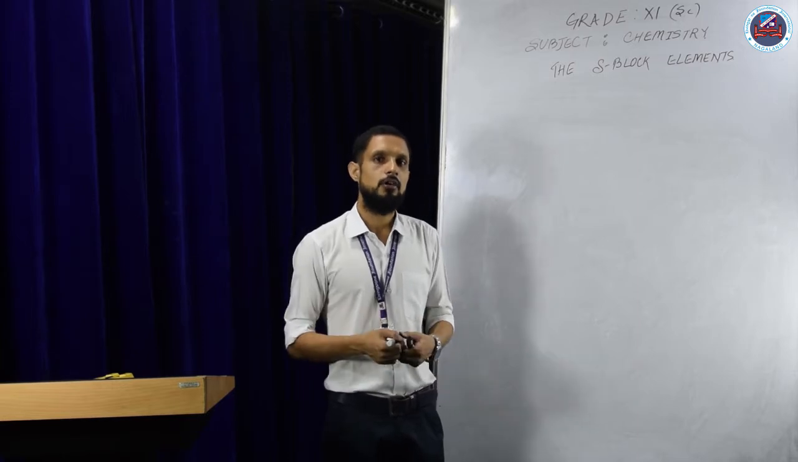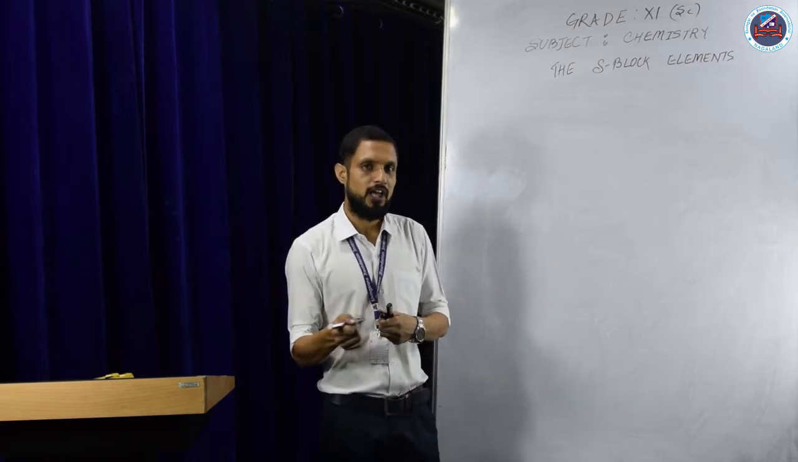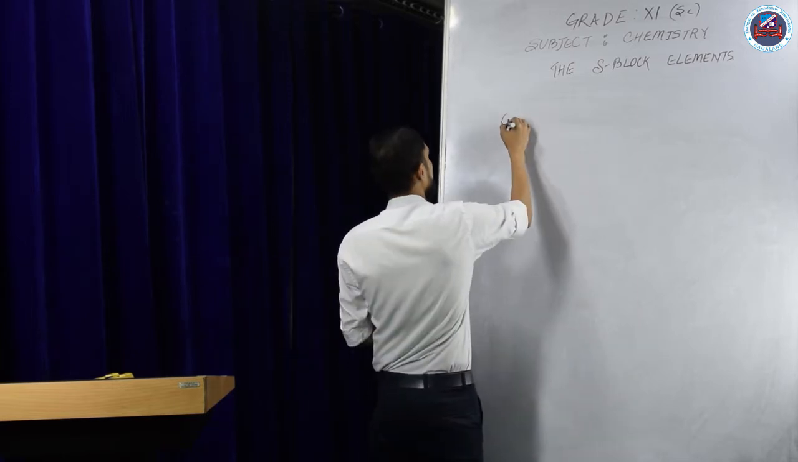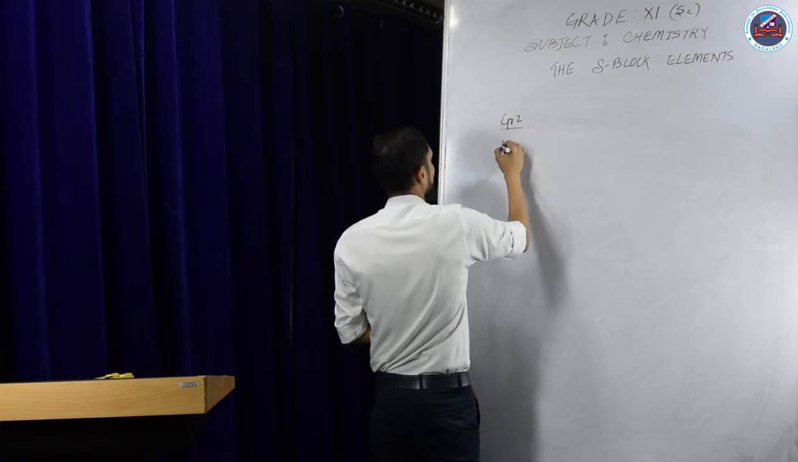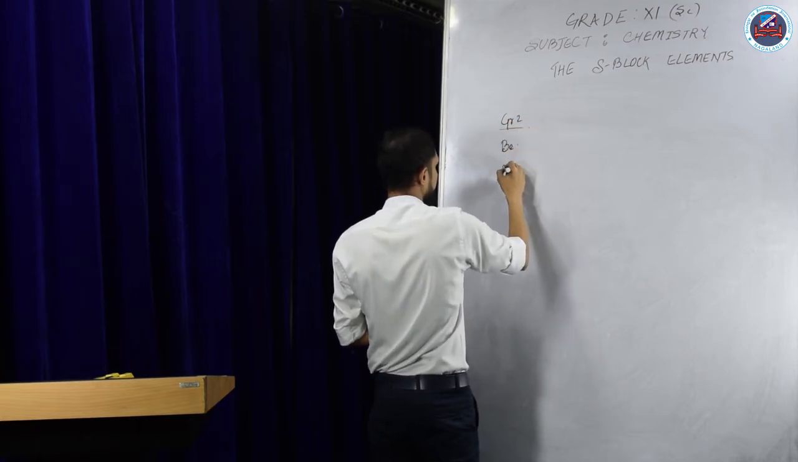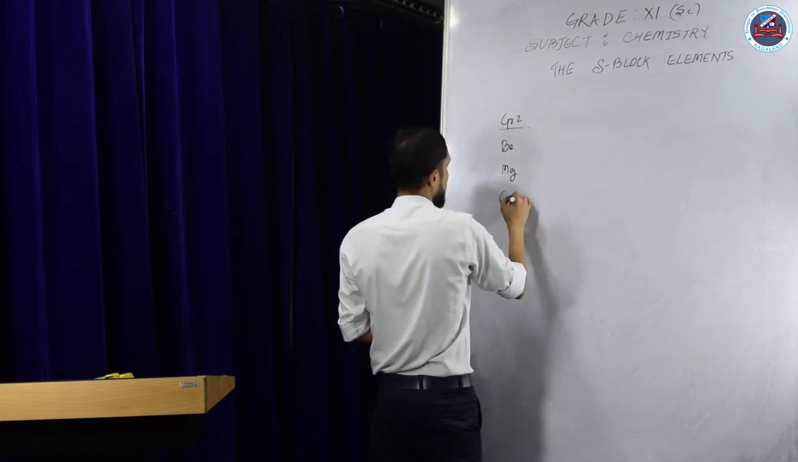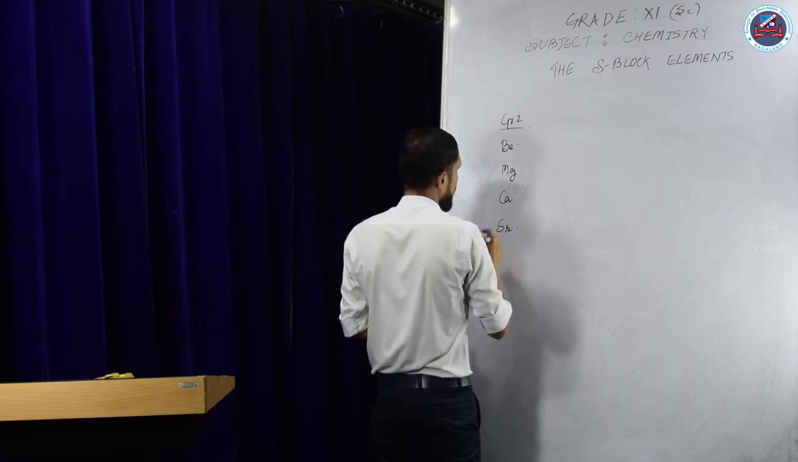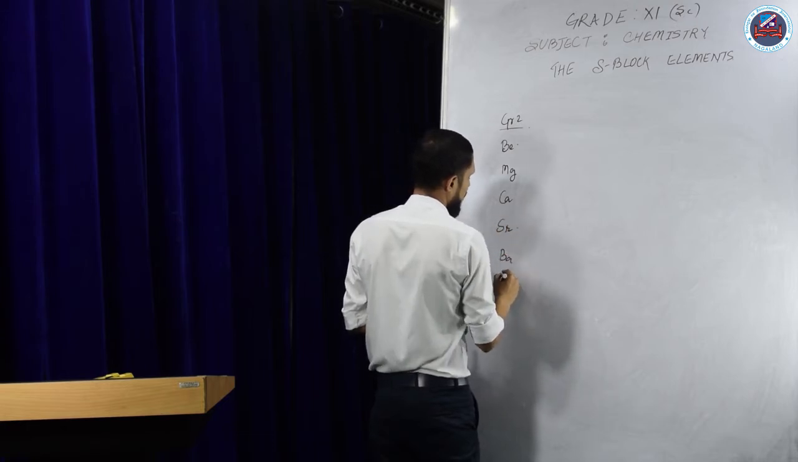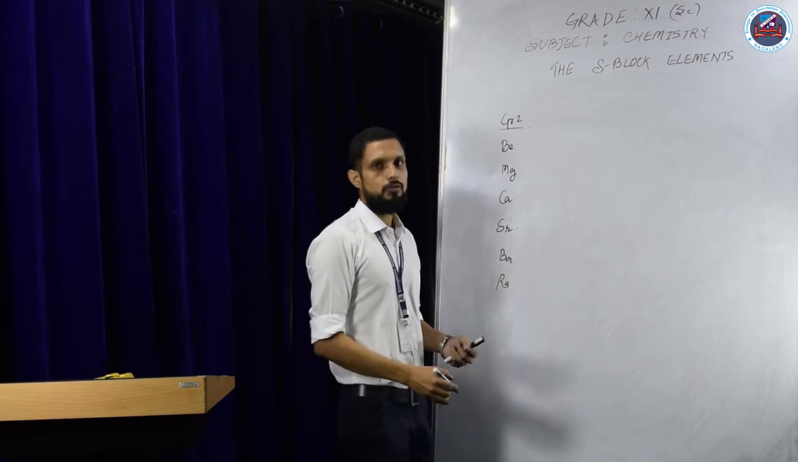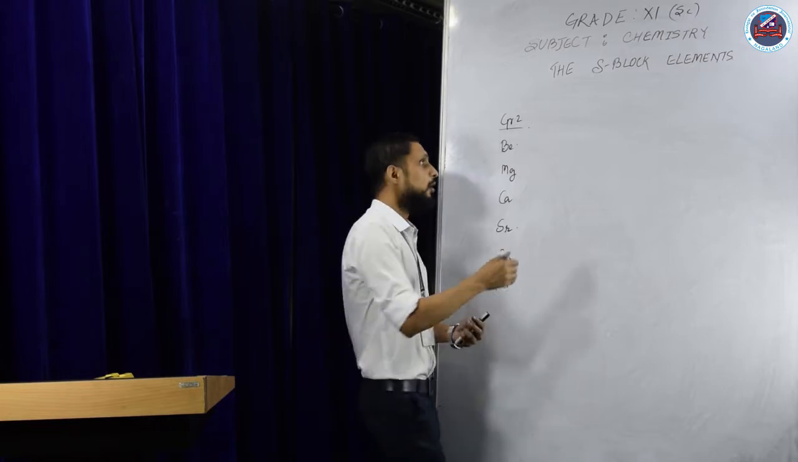In this video, we are going to start with the group 2 elements. So group 2 elements are beryllium, magnesium, calcium, strontium, barium and radium. So you know how to write the atomic number?